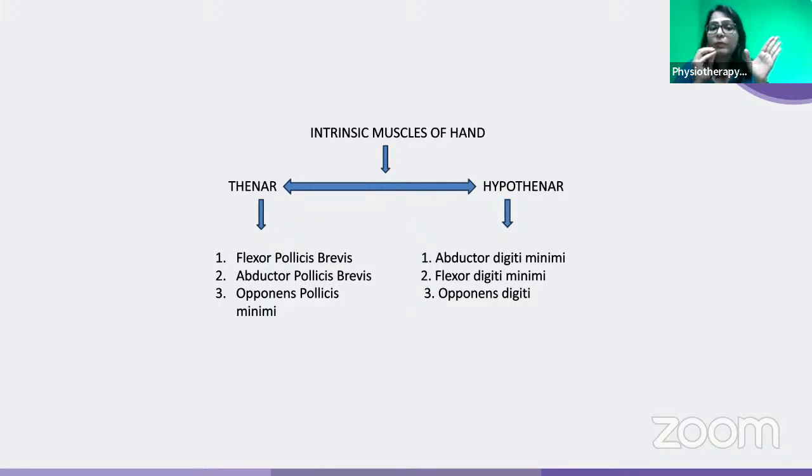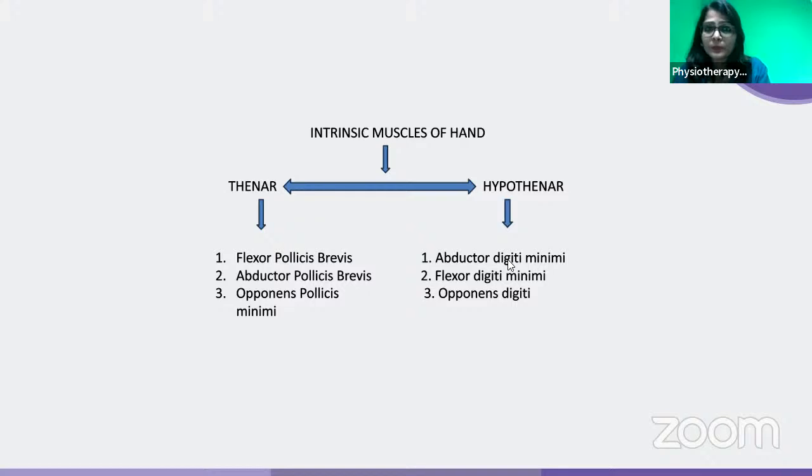So whatever pollicis, not longus. Longus is a long muscle which has the origin from somewhere else. It is brevis, that is, a short muscle. So flexor pollicis brevis, abductor pollicis brevis, opponens pollicis brevis. These muscles are the thenar muscles, and these muscles are the hypothenar muscles, which are abductor digiti minimi, flexor digiti minimi, and opponens digiti minimi.